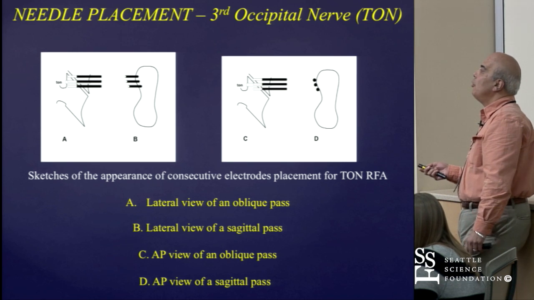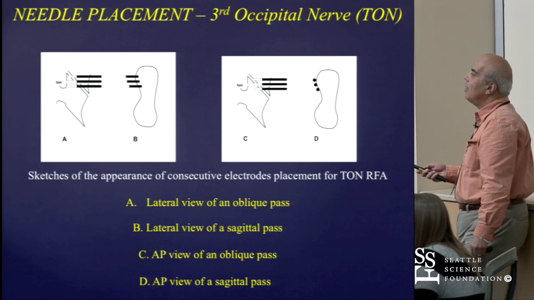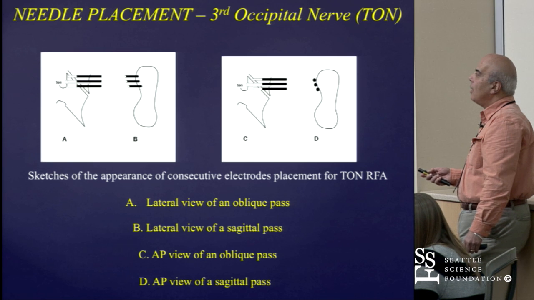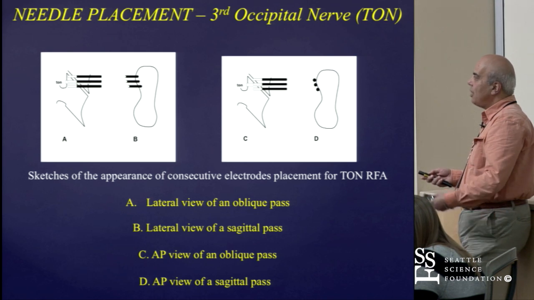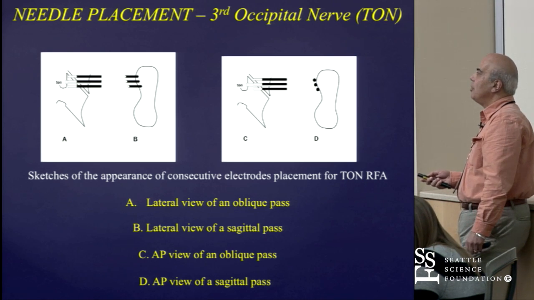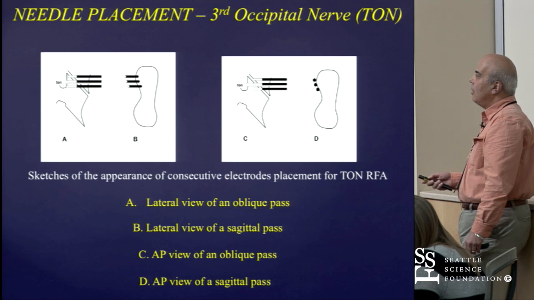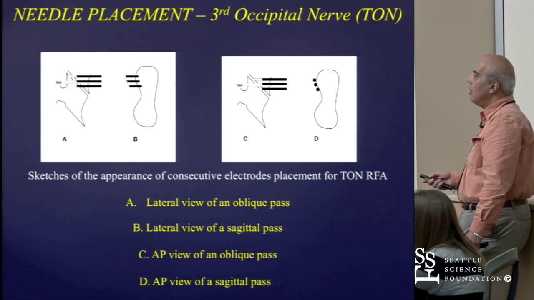For the third occipital nerve block, these are sketches of the way the electrodes would look for consecutive placement and consecutive ablation of the third occipital nerve. These are lateral views of an oblique pass. This is the lateral view of a sagittal pass. This is the AP view of an oblique pass, and these are the AP views of a sagittal pass.